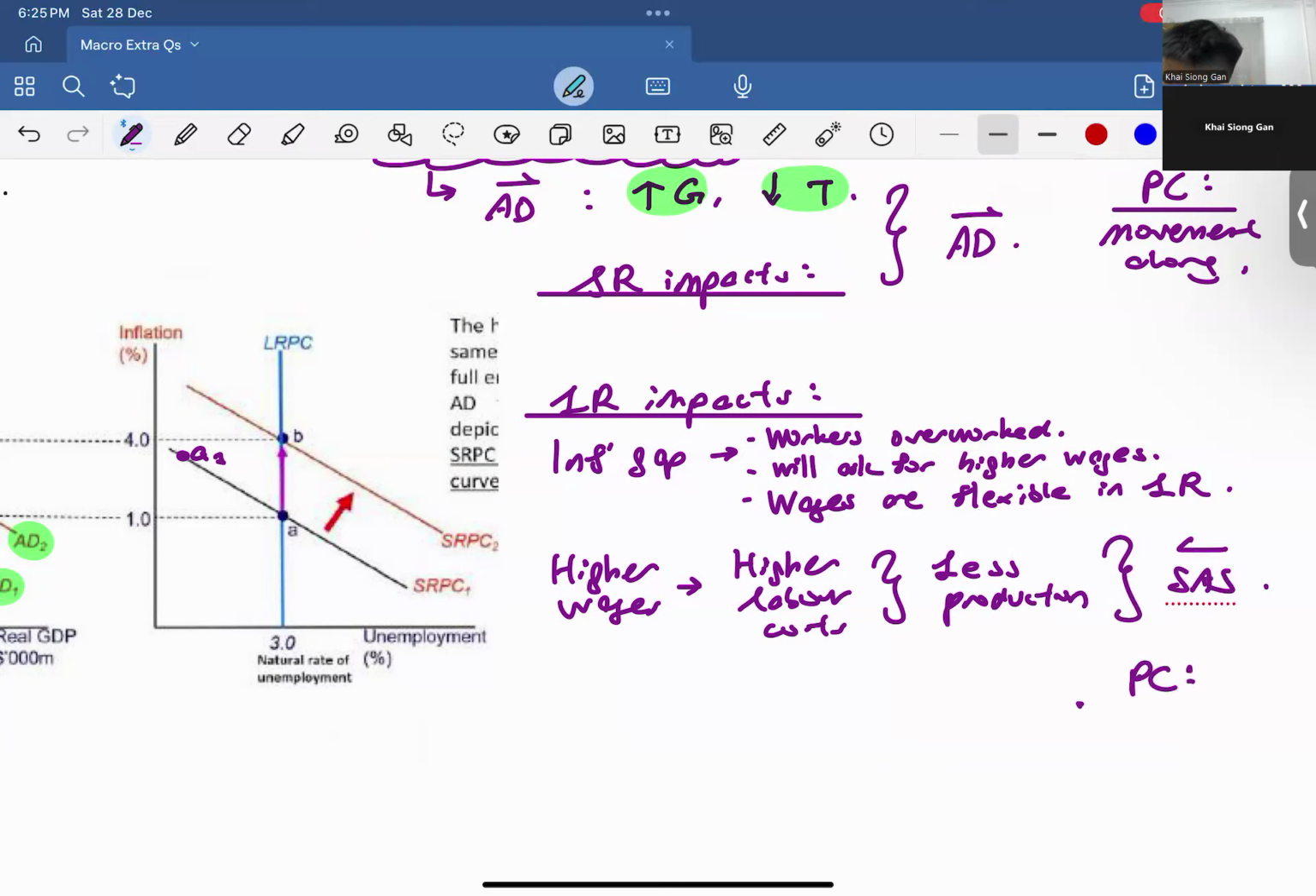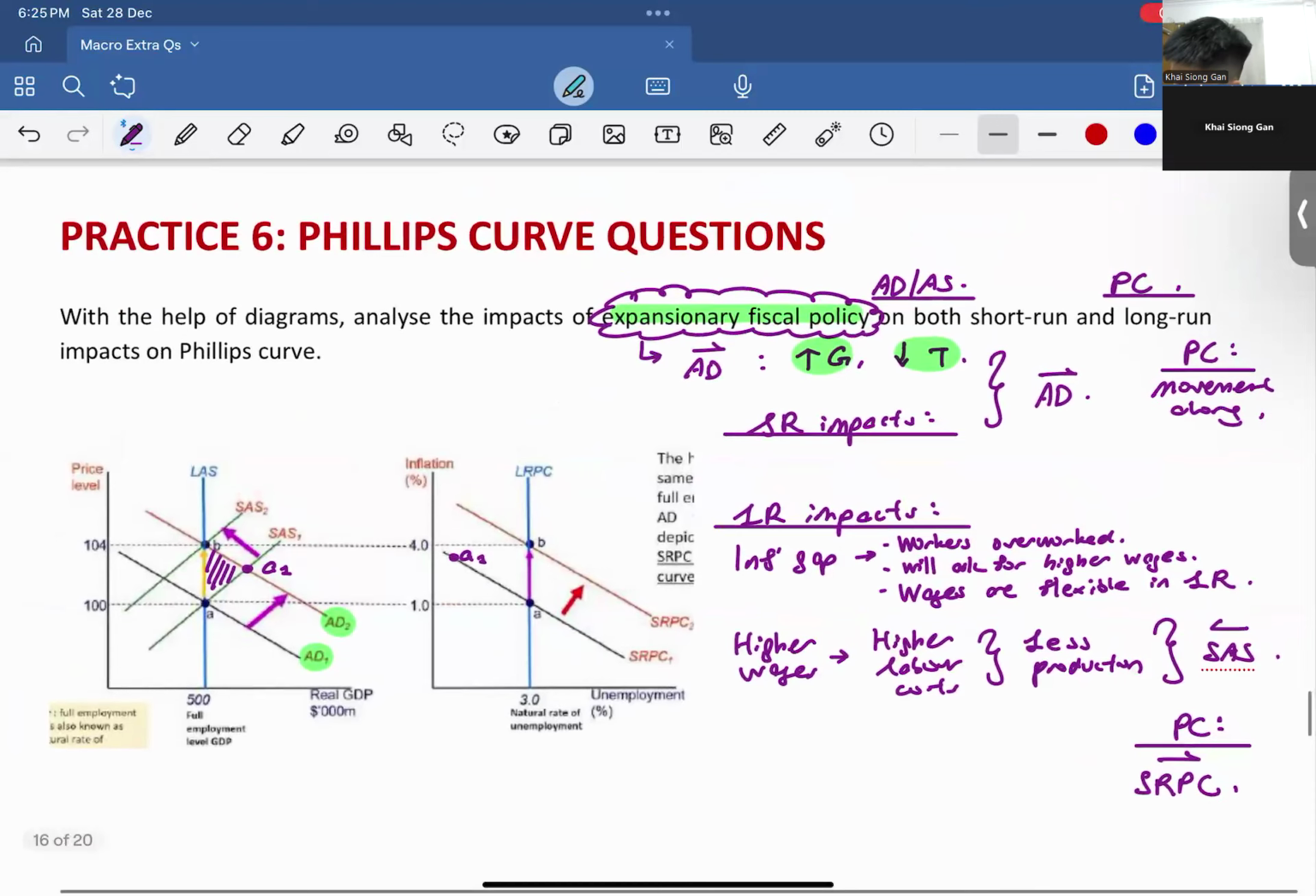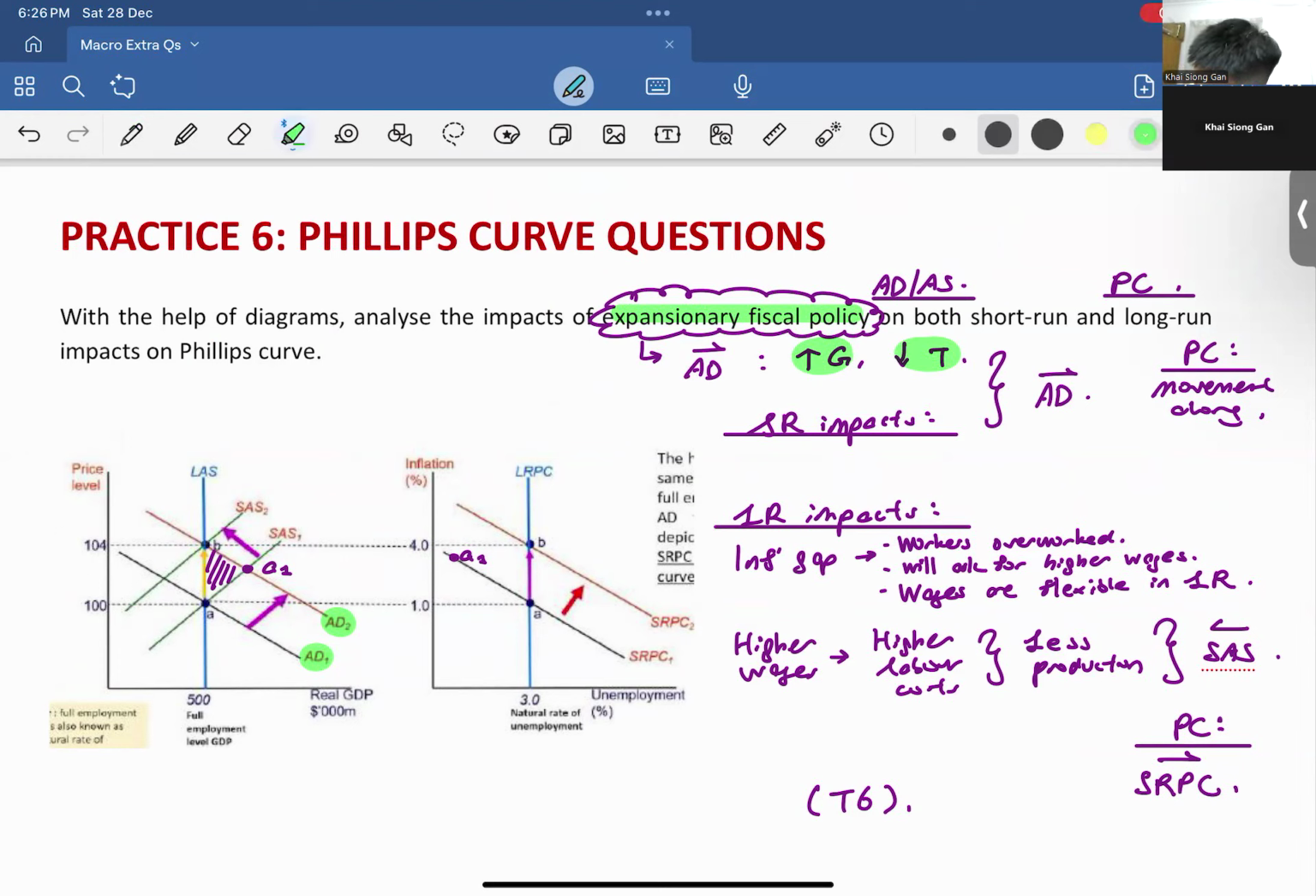So when SAS curve shifts leftwards, what happens to the SRPC curve? The reverse one, SRPC curve will shift rightwards. Okay, refer back to tutorial 6, right? Inflation and unemployment, the Phillips curve. That one I purposely made another video on today. So inflation and Phillips curve. Okay. So when SAS curve shifts leftwards, then SRPC curve will shift rightwards.